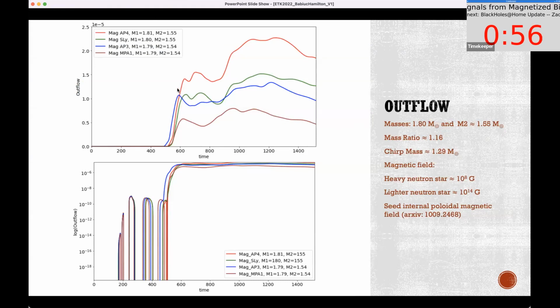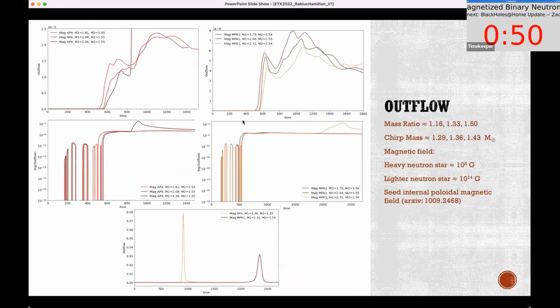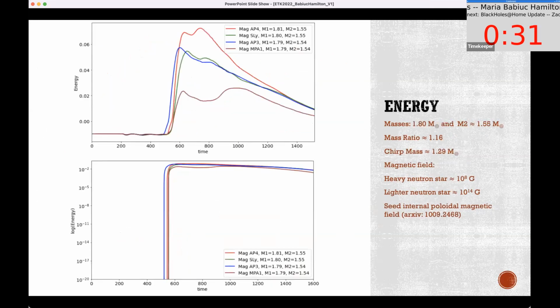Analyzing outflow, we see that MPA1, the stiff equation of state, has the least outflow, which is expected. We see in the logarithmic scale that the outflow is similar. We see that the heavier ones have a very sharp peak, but this is basically the grid sees the smaller star as the outflow because it's ejected.